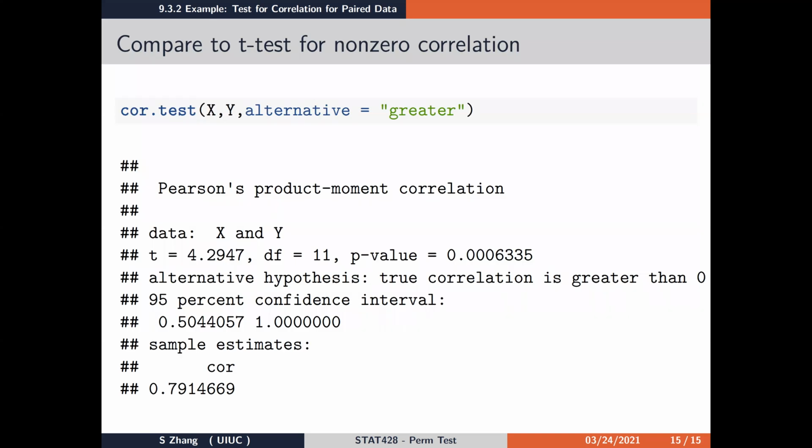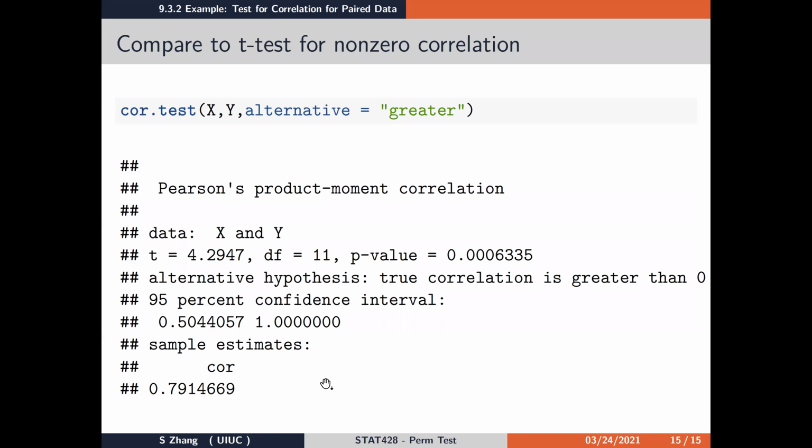Let's compare this to the result for a t-test for non-zero correlations. This can be done using the cor.test function in R. You only need to supply x and y, and then the alternative hypothesis is greater, meaning that we will look at the alternative hypothesis that rho is greater than 0. And here are the results we get. We can see that the p-value over here is something around 0.0006, which is also very small. And the observed sample Pearson correlation between x and y is actually around 0.79. So it's a very strong correlation.